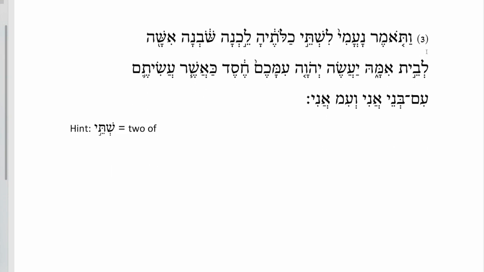And then next, Vatomer. Remember, Vayomer meant and he said. Vatomer means and she said. Call, vayak, tol, third feminine singular. And then our subject. Subject comes next, Naomi. And Naomi said, Lishte kaloteha, to the two of her daughters-in-law, lechna.